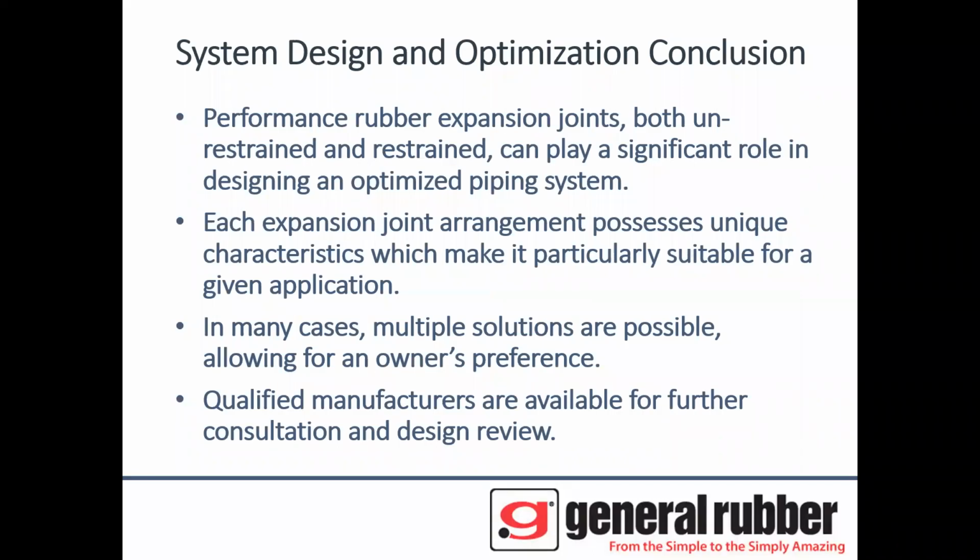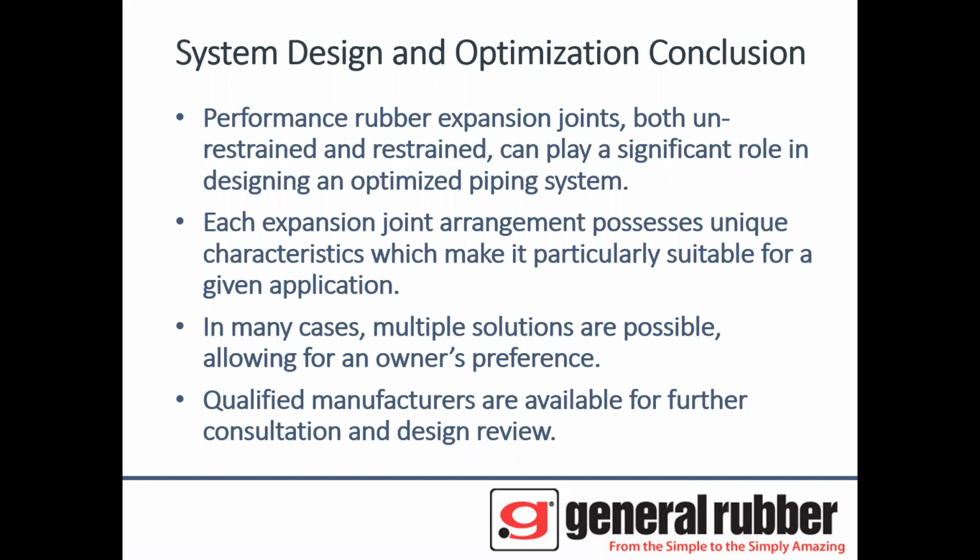Okay, for system design and optimization, here are some conclusions: performance rubber expansion joints, both unrestrained and restrained, can play a significant role in designing an optimal piping system. Each expansion joint arrangement possesses unique characteristics, which makes it particularly suitable for a given application. In many cases, multiple solutions are possible, allowing for an owner's preference, and qualified manufacturers are available for further consult and design and review.